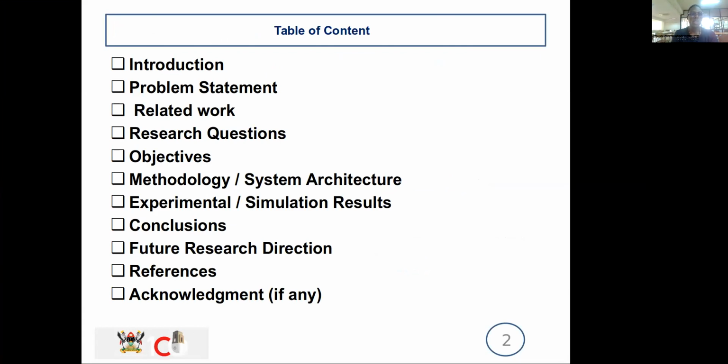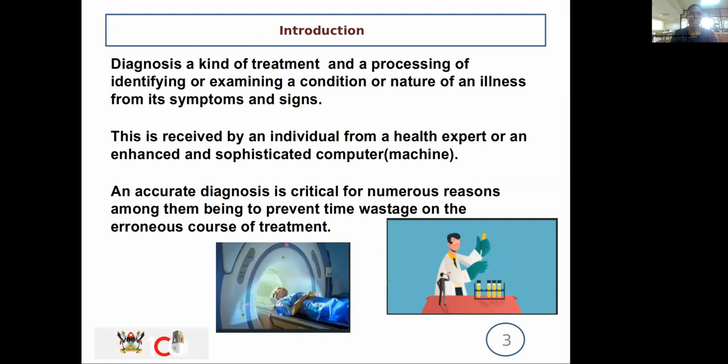The table of content shows the flow of my presentation. Skin diagnosis is a kind of treatment process of identifying or examining the condition or nature of an illness. In particular, we're looking at skin disease in this context, from its symptoms and signs. This is received by an individual from a health expert or an enhanced and sophisticated computer or machine, just like those two pictures down there.